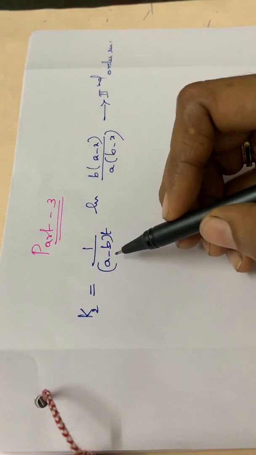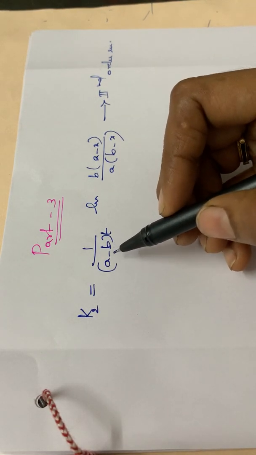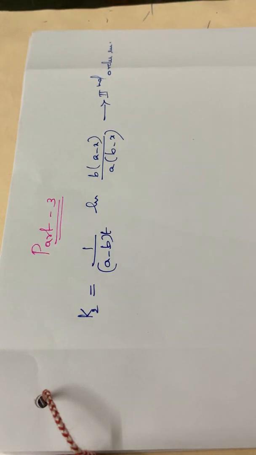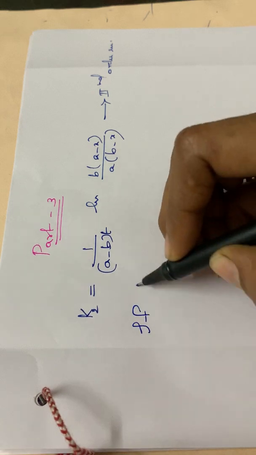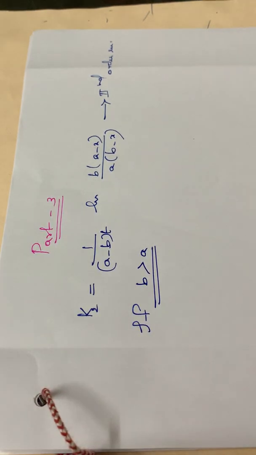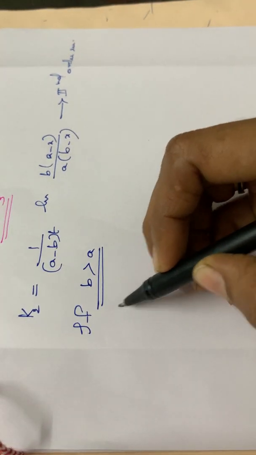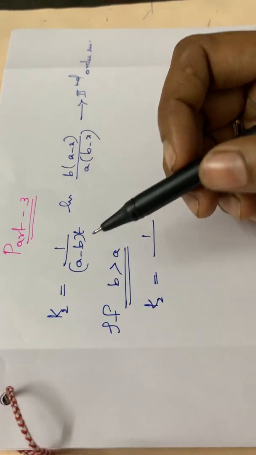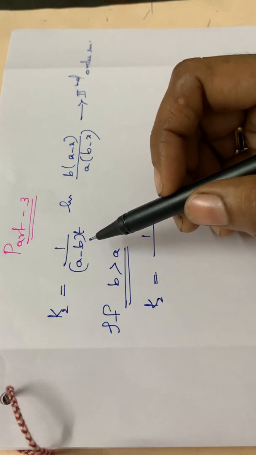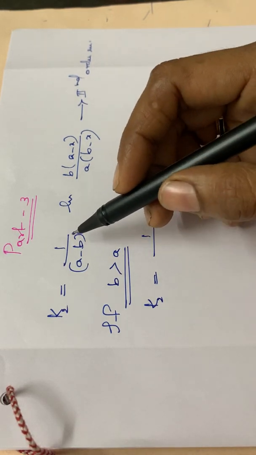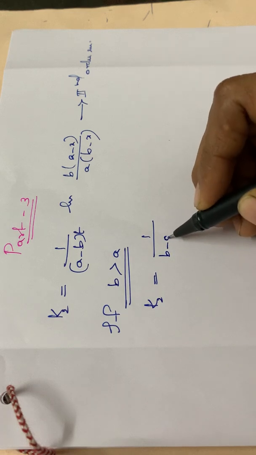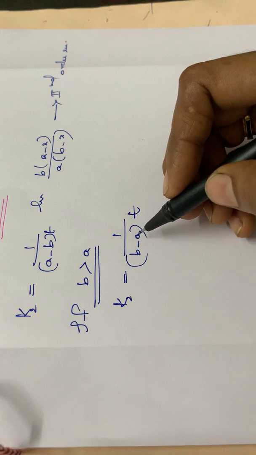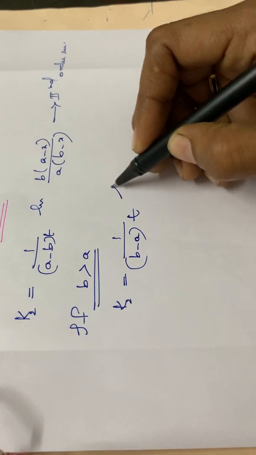Okay, so here you can see two terms, that is a and b. In this equation, a is greater than b. Suppose if b is greater than a, then what happens to this equation? If b is greater than a, then k2 is equal to 1 by, you can write this equation in the reverse order, that is 1 by (b minus a) into t. Here b is greater than a. So 1 by (b minus a) into t into ln.